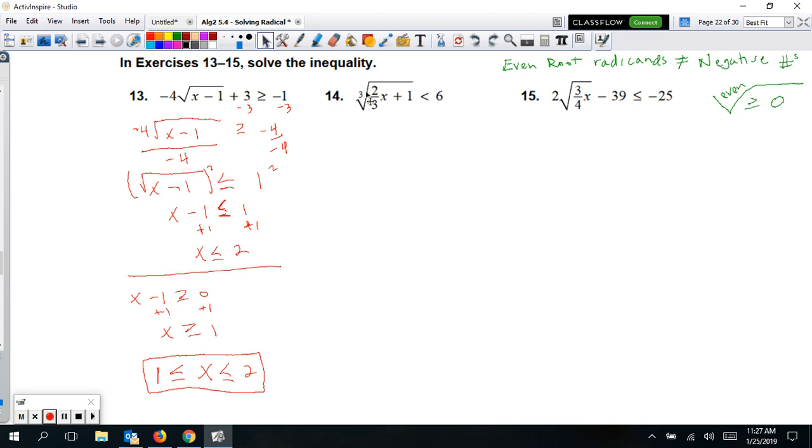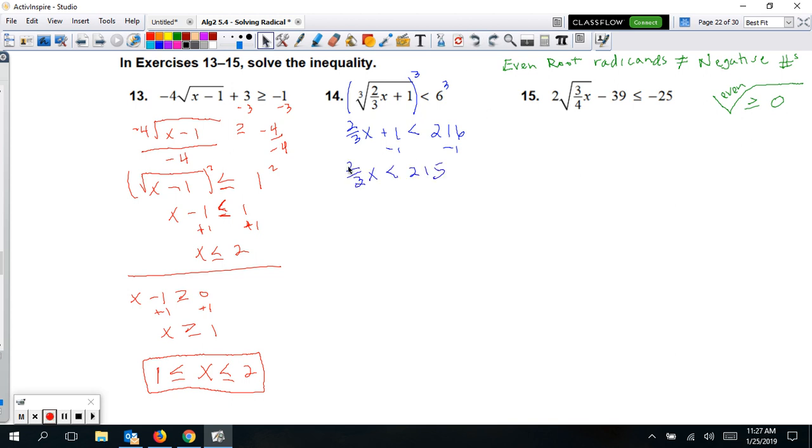Okay, number 14, start off by just getting rid of the root sign because that's already by itself. So I need to cube both sides to undo the cube root. So we're going to cube both sides. 6 cubed on this side is 6 times itself 3 times, which is 216. Now this comes out, so our 2/3 x plus 1. We are going to subtract 1 from both sides. Again, that doesn't change the sign. We're just subtracting the 1.